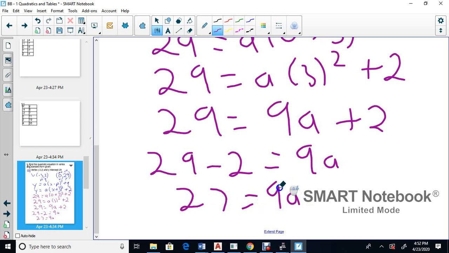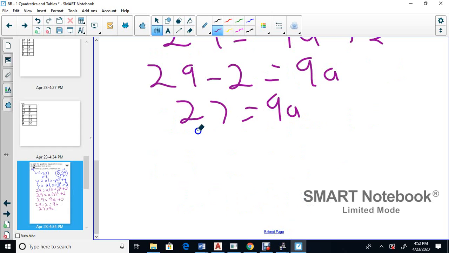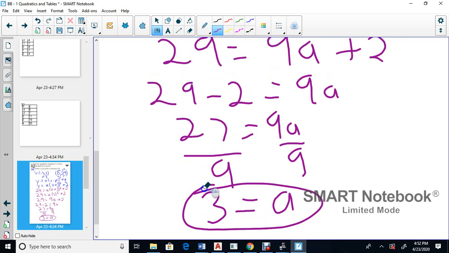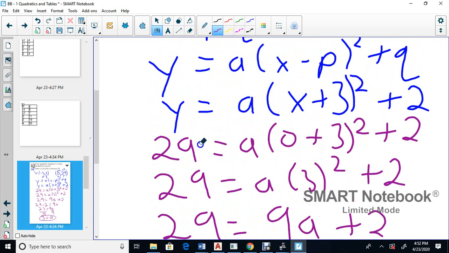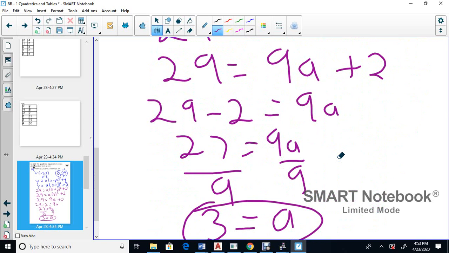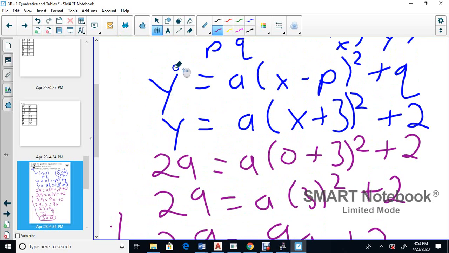Now to find A, I've got to divide both sides by 9. I divide that side by 9 and this side by 9. So all this work told me that A is equal to 3, right? So now I know A is 3. Now I take this 3 and I go all the way back to this equation over here and plug it in for this A. I'll put an arrow all the way back, into the blue equation right there, and sub it in.